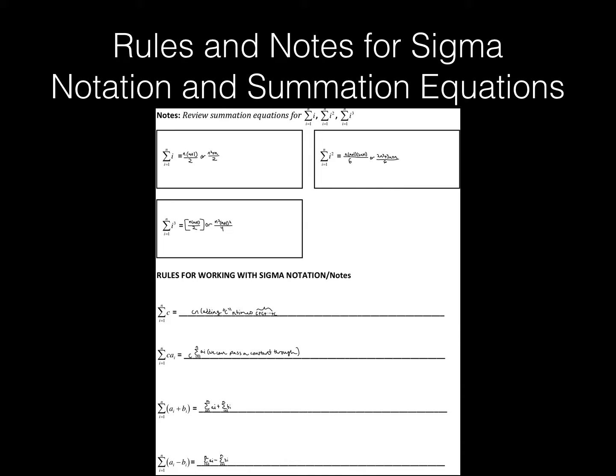When you have a constant after the summation, you can simply add the constant n times. And then there are other rules listed below. When you're adding summations of a sub i plus b sub i, you can simply add them together, and subtract them as well.